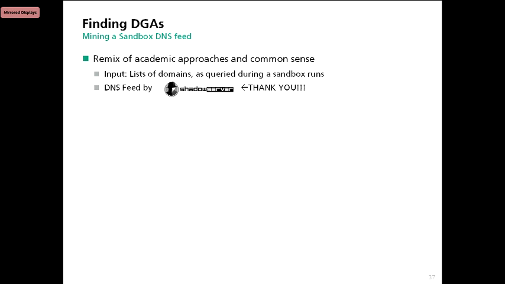Now, how to find DGAs that you want to reverse engineer? First, let's look at how you can classify domains. We used a remix of academic approaches here and some common sense we had to put in as well. First, the input that we were using here is lists of domains. From Shadow Server, we were receiving the full sandbox output that they produce, telling us which malware sample is talking to which domains.